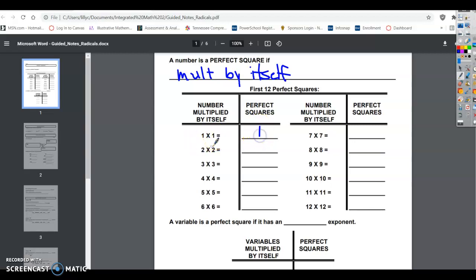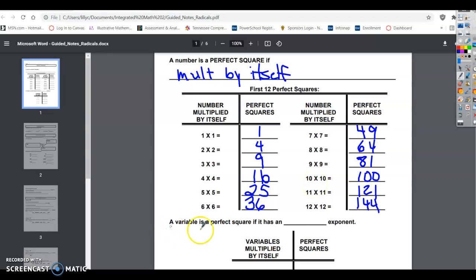So 1 times 1 is 1, 2 times 2 is 4, 9, 16, 25, 36, 49, 8 times 8, 64, 81, 100, 11 times 11 is 121, and 12 times 12 is 144. So those are your perfect squares. These numbers are considered perfect squares because these numbers came from a number times itself.